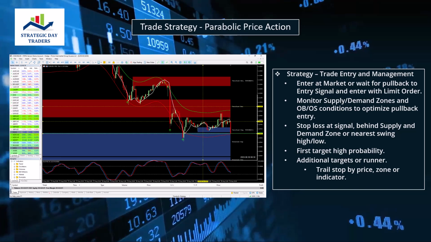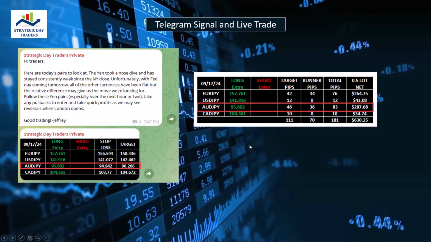But if the market is moving very heavily and there's a lot of volume and a lot of momentum in the direction, and we've already seen either an overbought or oversold condition and have a good supply or demand zone, then I will often jump in at market as well.